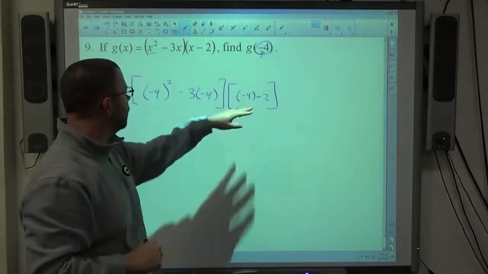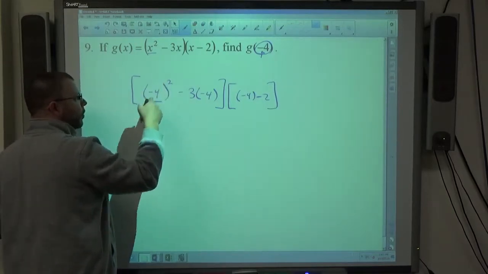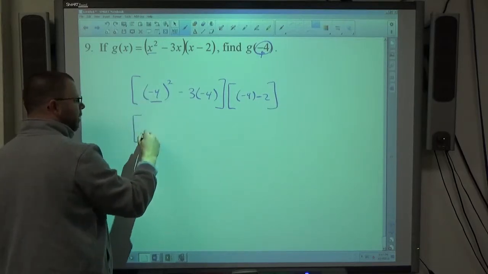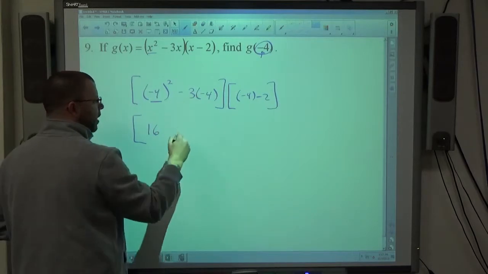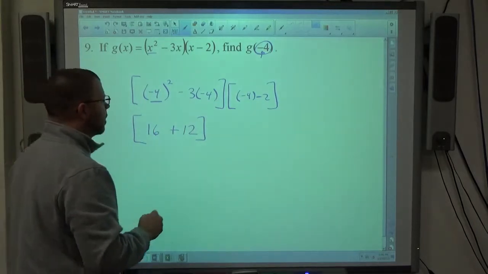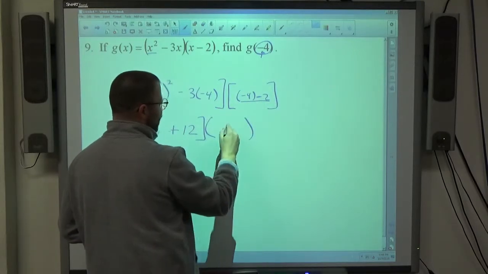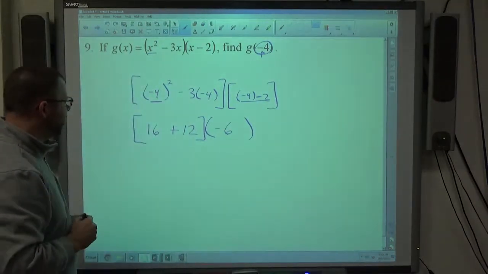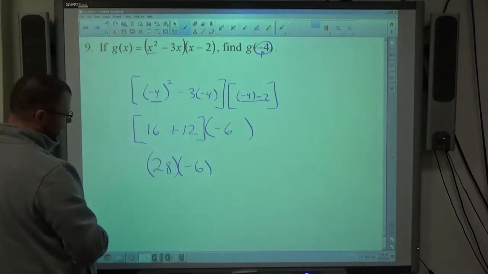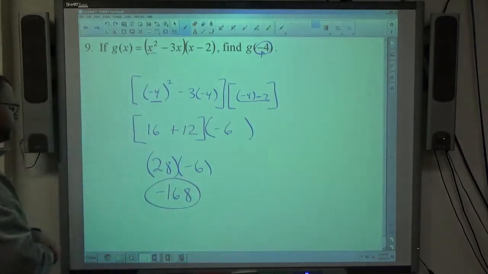I maybe did a little overkill there with my parentheses and brackets, but I really want you to see that. So negative 4 squared. Not just 4, but negative and 4 both being squared there. So negative 4 times negative 4 is positive 16. Minus 3 times minus 4 is positive 12. Subtraction changes to addition. It will not change to multiplication. In the second parentheses, negative 4 minus 2, that's just subtraction, but they're the same sign, so I'm going to add. So I'm going to get negative 6. 16 plus 12 is equal to 28. And 28 times negative 6 is 168. It'll be negative because the signs are different.